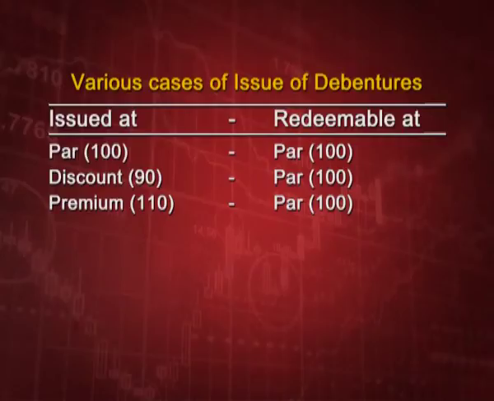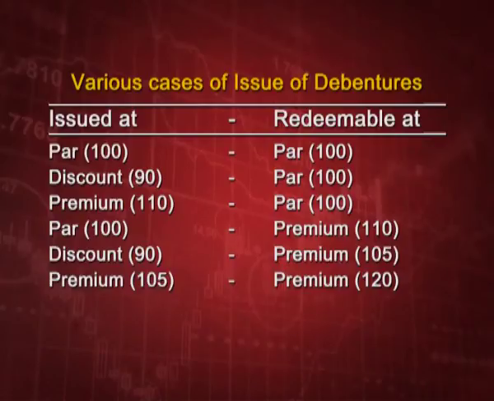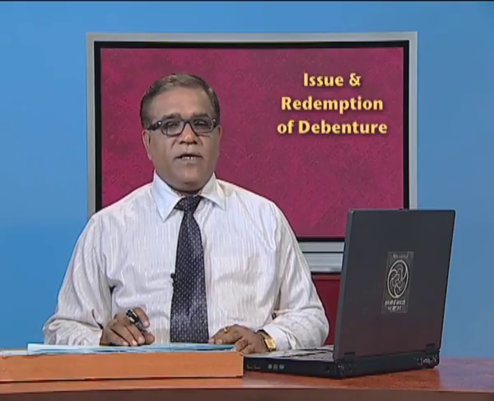Another case can be issued at par 100 rupees and redeemable at premium, and another case can be issued at discount 90 rupees and redeemable at premium 105, let us say, and one more case can be there, issued at premium 105 and again redeemable at premium 120. And there is one very interesting case, issued at par 100 rupees and redeemable at discount 90 rupees. Now, we have to see all these things in detail, which we will be doing in the next class, but with one point to remember, that we have to take all possible losses into account, but never take profit into account. Now, this concept we are going to deal in the next class.